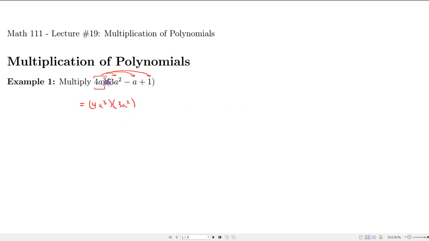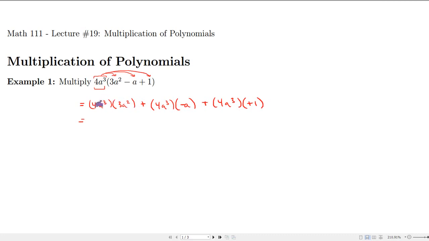So 4a cubed is going to multiply this first one, and then it will multiply the second one. So we'll have plus 4a cubed times minus a. And then we will have plus 4a cubed times plus 1. All right? And now let's simplify this whole thing.